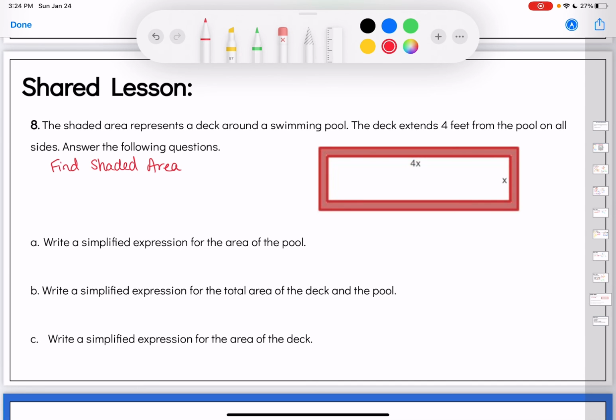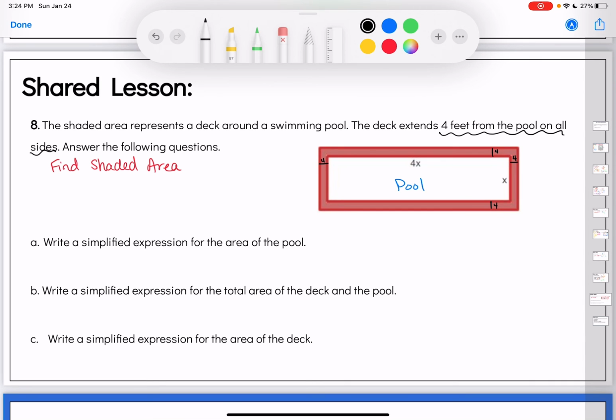But it breaks it down into parts. So really if we think about it, this is my pool, right? It says that this shaded area is the deck around the swimming pool, and it extends 4 feet from the pool on all sides. So there's 4 feet, there's 4 feet, here's 4 feet, here's 4 feet, right?